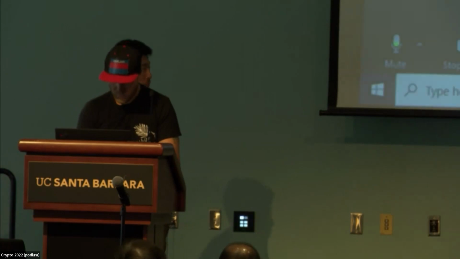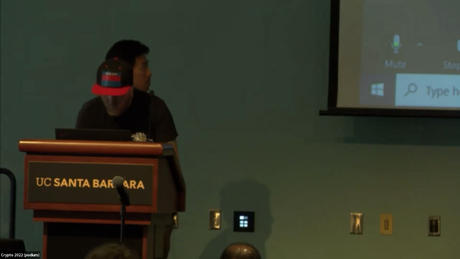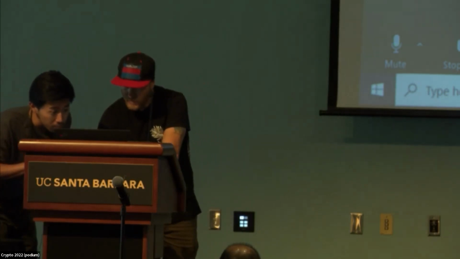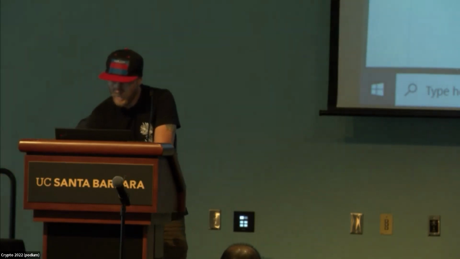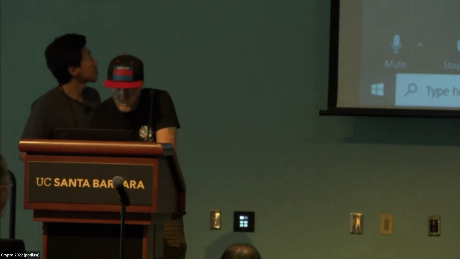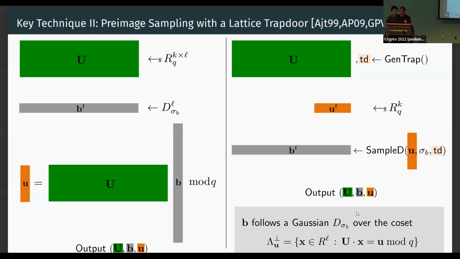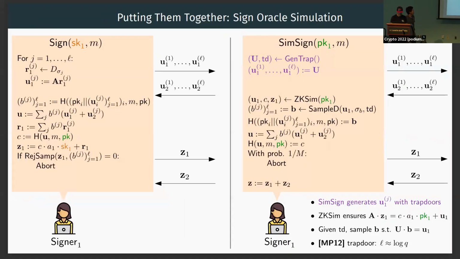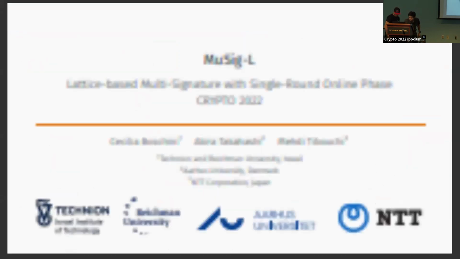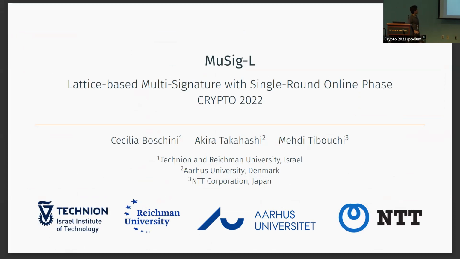So the next speaker is Akira Takahashi. They will be talking about lattice-based multi-signatures with a single round online phase, work with Cecilia Boschini and Mehdi Tibouchi. And Akira will give the talk. Okay, thanks for the introduction. This is joint work with Cecilia Boschini from Technion and Reichman University in Israel, and Mehdi Tibouchi from NTT in Japan. So let's get started.